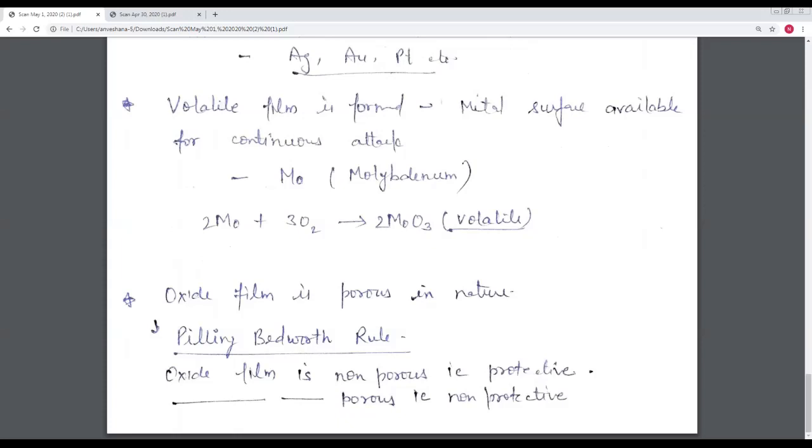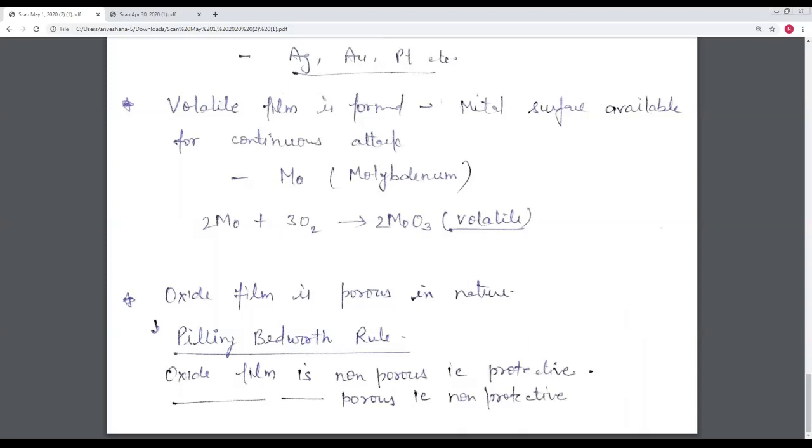Okay, so now the two questions. First question from this lecture is, what do you mean by the softening process of water, and explain the ion exchange process in detail. I repeat again, what is the softening process of water, and explain the ion exchange process in detail. And don't forget the structure of cation exchanger or anion exchanger. It is required. And the second question is, explain the Pilling Bedworth rule.